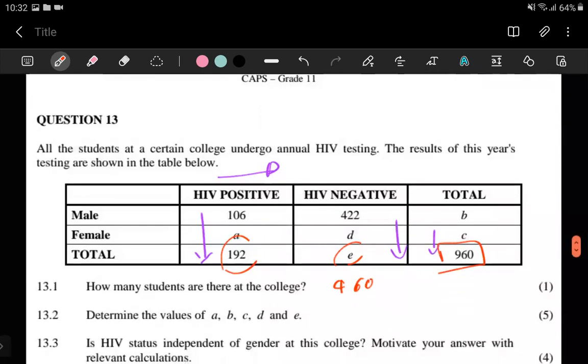So when you need to get A, B, C, D, and E, you can see it's just calculator work. And you can imagine this is calculator work for a good 5 marks in the bank. It's great.